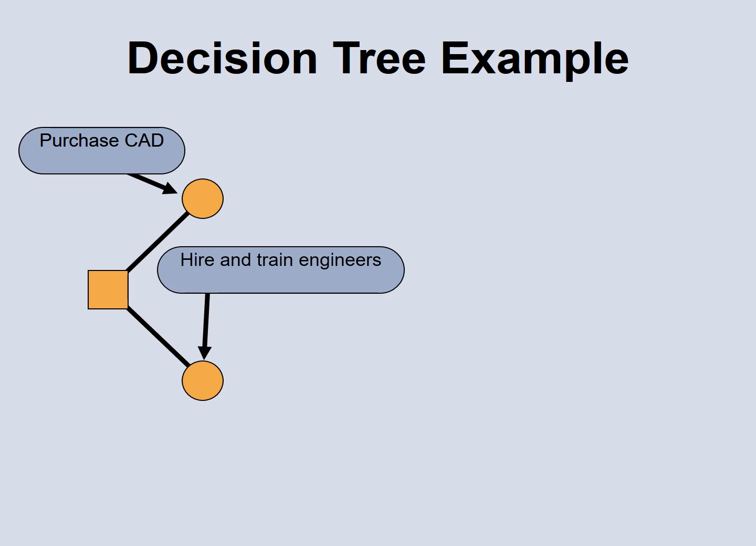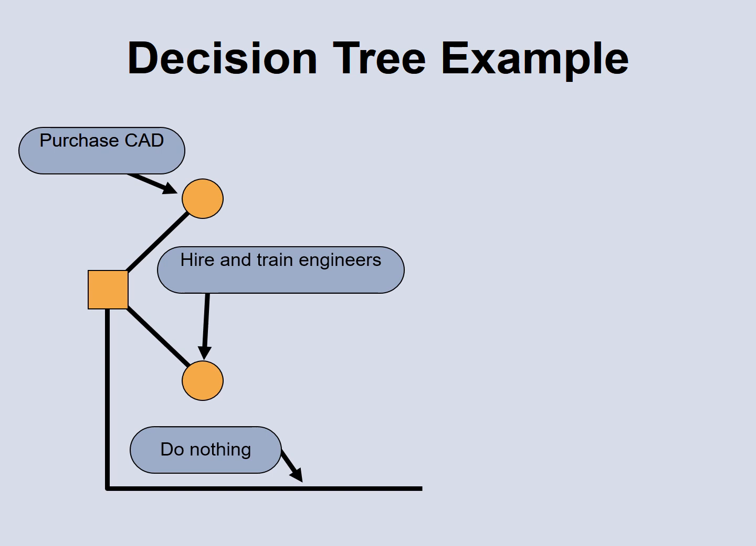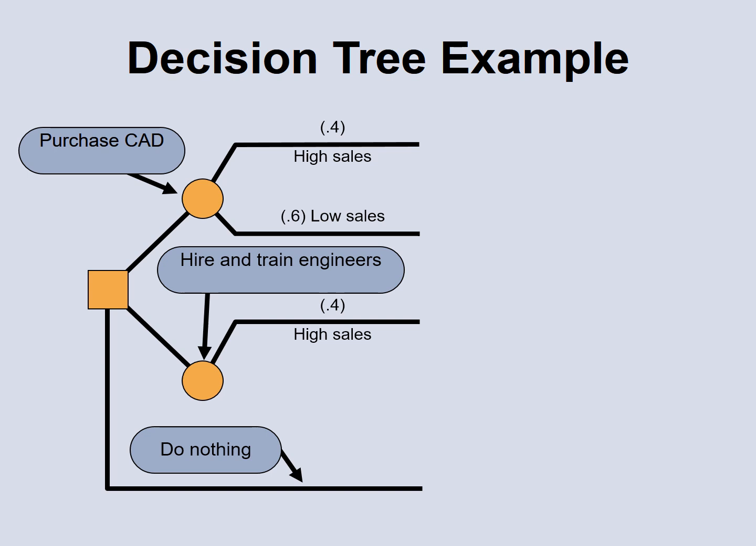We have the choice of, do we purchase new CAD, which is software to help design, or do we just hire and train new engineers? And of course, we have to have the do nothing. So we first look at it, and is there a high probability or low probability of high sales? And what's the probability of low sales? So we're going to say there's a 0.4 chance that we're going to have high sales, but more likely a 0.6 probability that we're going to have low sales. And we do that in each branch, both the CAD and the hire and train engineers, so that the numbers determining the factors are similar.